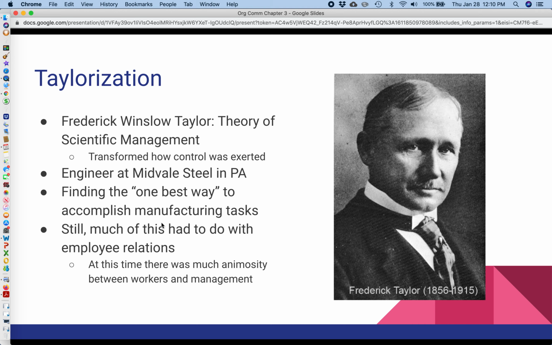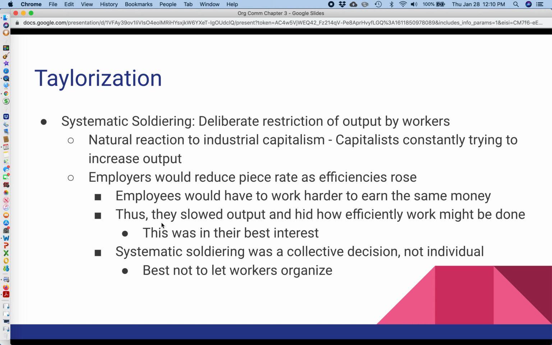Now, it's important to realize that even though he used science, this still had a lot to do with employee relations, right? And at the time he was coming up with these ideas, there was a lot of bad feelings between workers and management. Now, you got to remember, people weren't working for themselves, or weren't working for big industry. They weren't used to this. Their lives were changing. They were going to work for other people, and this was looked down upon, and they were resentful of people managing their time and exerting this control over them, right?